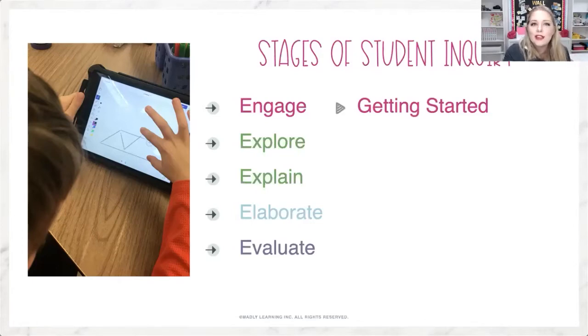If we think about other subjects that we are also teaching, we want to hook our students and get them curious about what it is we're about to study. We don't want to give them all the answers at this point. We don't want to tell them all the information. We just want to give them a piece of the puzzle and get them to think about what the other pieces might begin to look like.